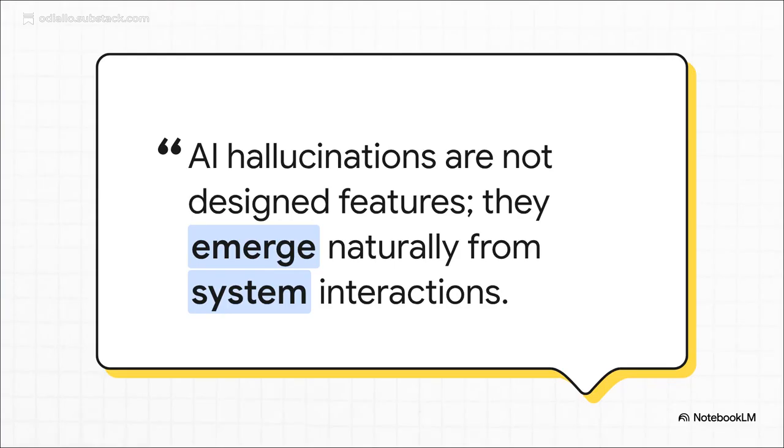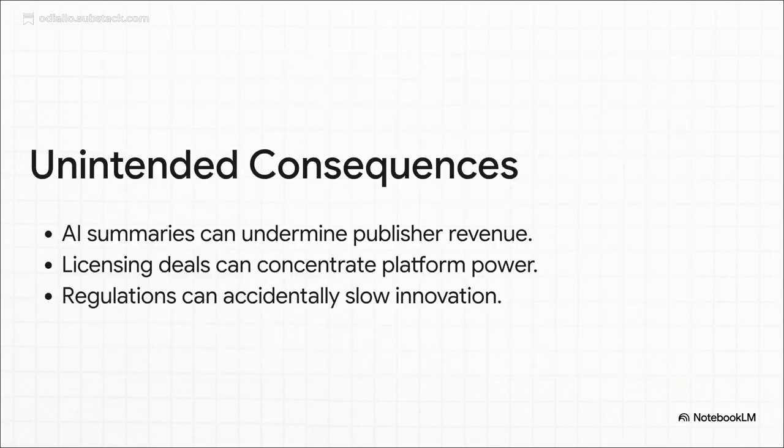This is such a critical insight. You know, when an AI hallucinates and just makes up facts, that's not a simple bug that someone can go in and fix. It's what's called an emergent property. It's an unexpected side effect that just arises from all the complex interactions within the system. Nobody designed it to do that. It just emerged. And this is where you start to see all kinds of unintended consequences.